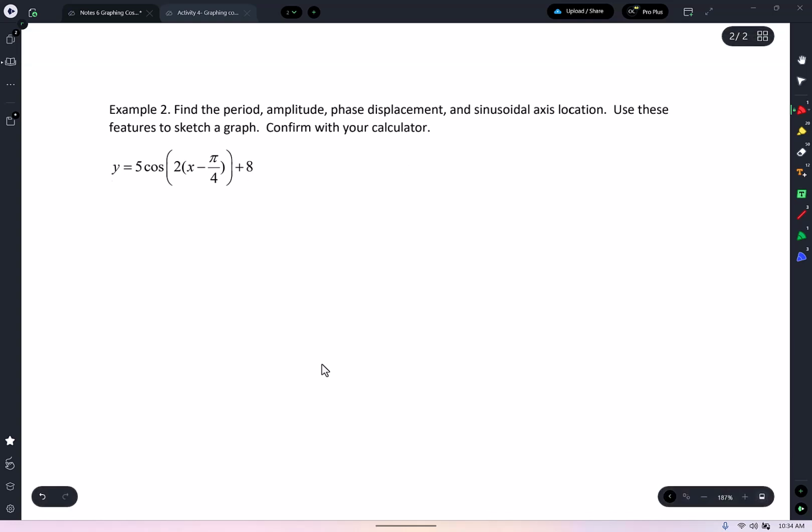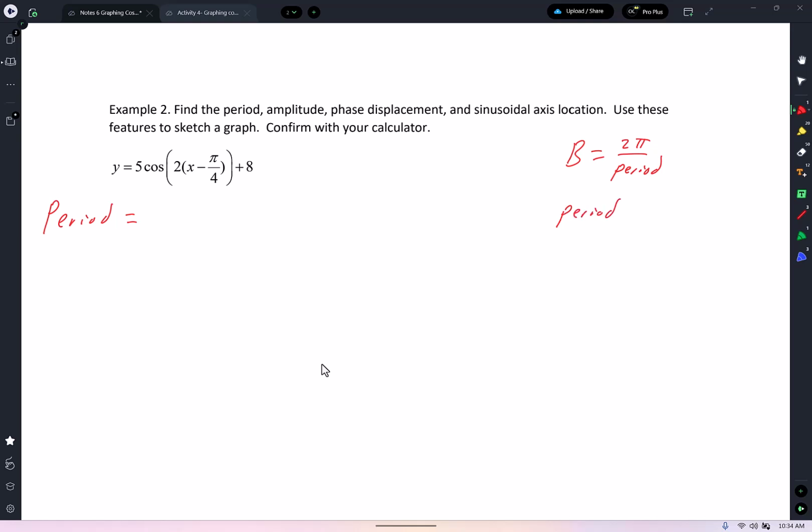Okay? I'm going to write the word period. I don't know what that is. I come back to the side, and I remember, well, if b is 2 pi over period, that must mean that the period must be 2 pi over b. Just a little algebra, right? Times period, divide by b, 2 pi over b. Are we okay, guys? Okay, well, they tell me that the b is 2.